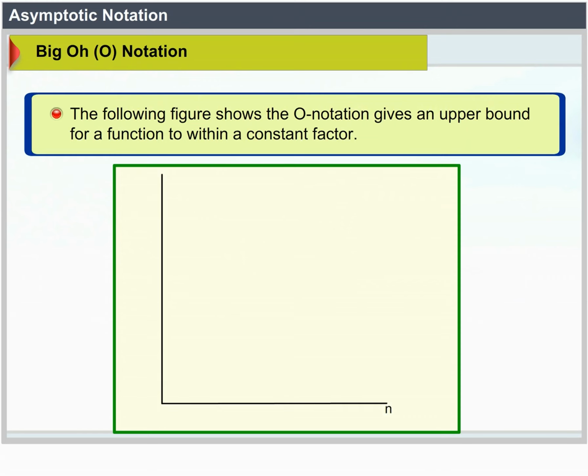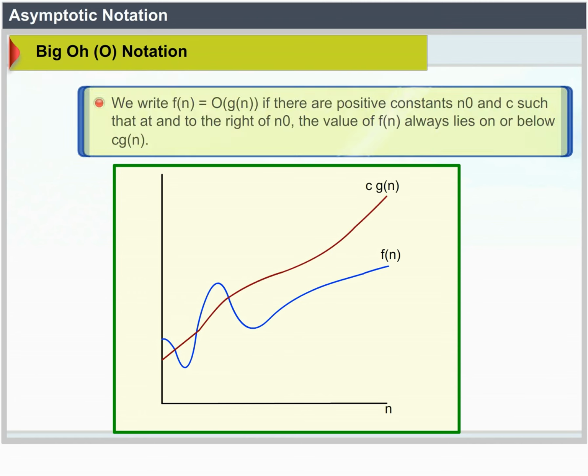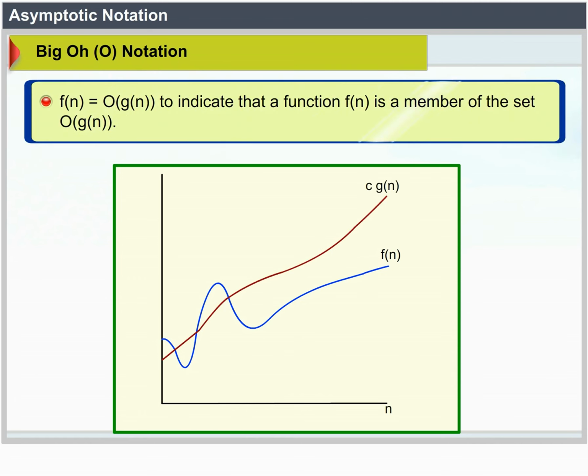This figure shows the big O notation gives an upper bound for a function to within a constant factor. We can write f of n equal to big O of g of n if there are positive constants n naught and c such that at and to the right of n naught the value of f of n always lies on or below c g of n. We write f of n equal to big O of g of n to indicate that a function f of n is a member of the set big O of g of n.